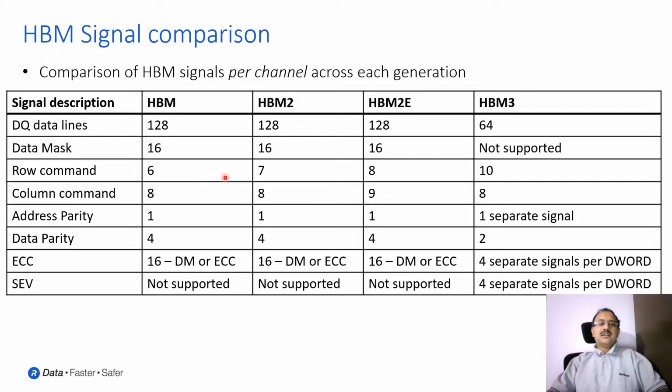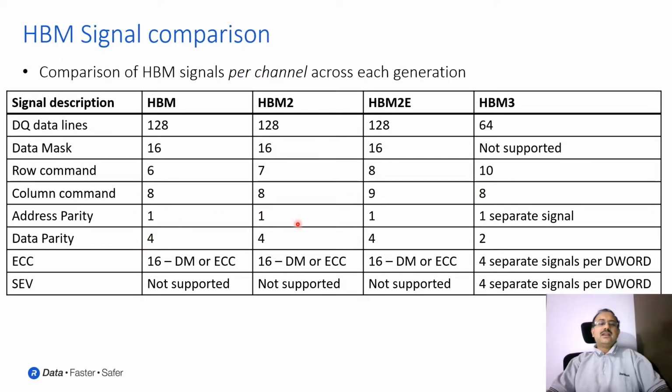The row command width has been increasing generation by generation consistently, and finally it has reached 10 lines for the row command. One of the reasons for this is the addressing, and the amount of addresses that need to be provided are increasing as the density of each device is increasing. The column width has more or less stayed the same. The idea is that the page size would not have increased significantly. However, there are a few other interesting points which we will cover shortly.